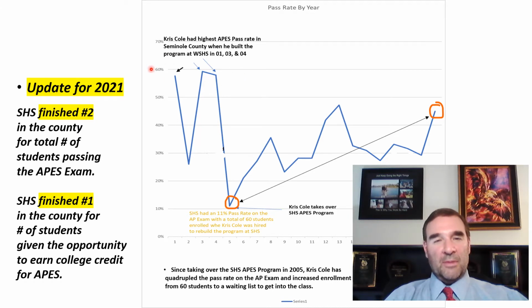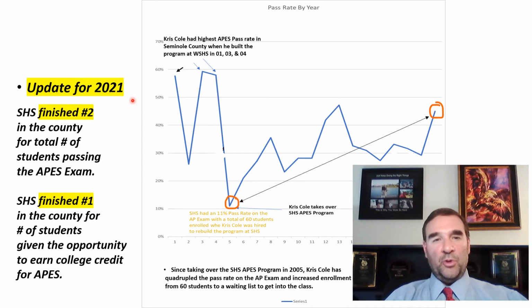At Winter Springs High School, this is where I was. We had the highest pass rate in Seminole County every year at Winter Springs High School that I was there, except for 1 year. Then I came to Seminole High School. This is where I took over. They had an 11% pass rate and about 50 kids in the program. And you can see we're trending up. So I've taken the program from here to here.